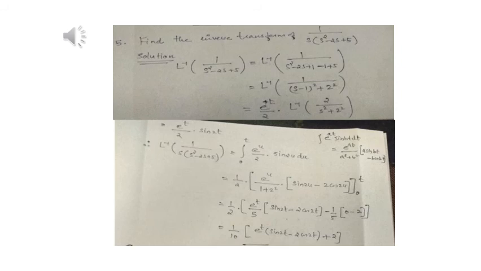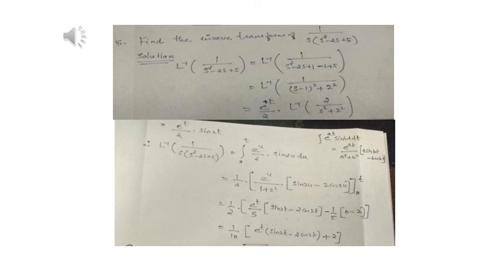So that 2. So e raised to t by 2 into L inverse of 2 by s square plus 2 square. Okay, so when we write e raised to t here, then this s minus 1 the whole square can be written as s square, simply s square. So L inverse of 2 by s square plus 2 square, which is sine 2t. So the answer is e raised to t by 2 into sine 2t.